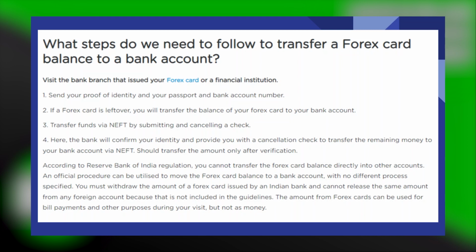Transferring money from Forex to Lloyds Bank account is very easy to do. Today I'm gonna show you how to do it. Visit the bank branch that issued your Forex card or a financial institution.